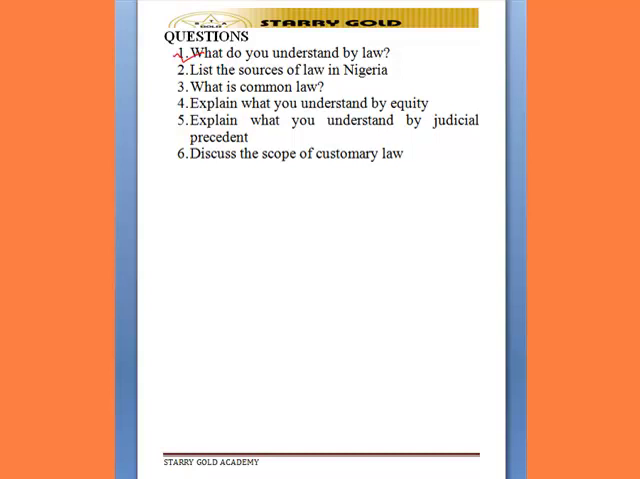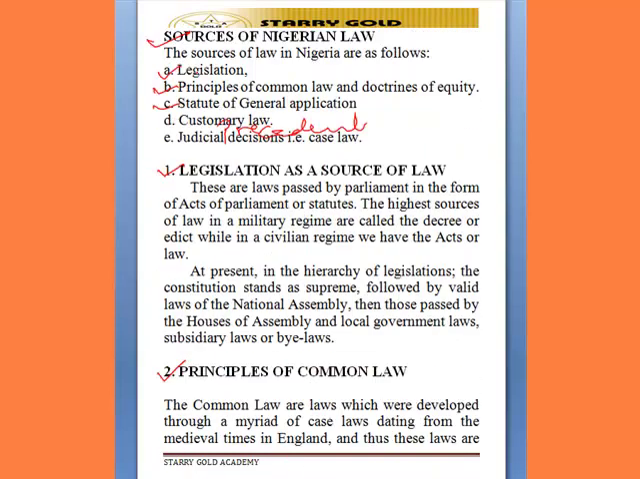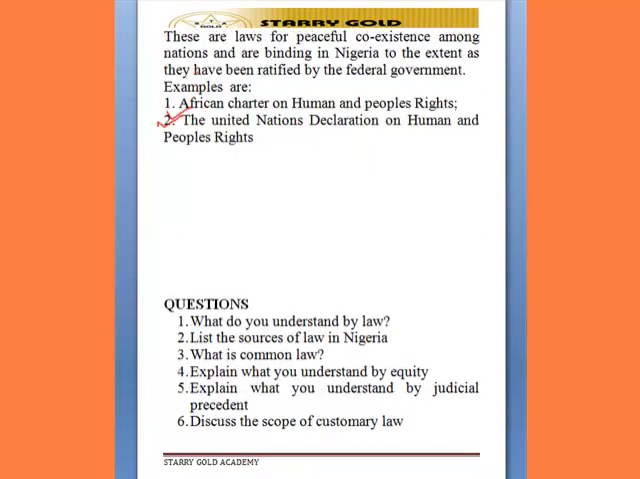Number 2, we looked at what are the sources of law. That is, list the sources of law. And in examination, when you are told to list, you list. From what we have listed, you remember we listed as follows: legislation as a source of law, the principles of common law, doctrines of equity, and statutes of general application. Then next we have customary law as a source of law. Then we have judicial precedent as a source of law. At the same time we have international law as a source of law. I'm sure you can answer that.